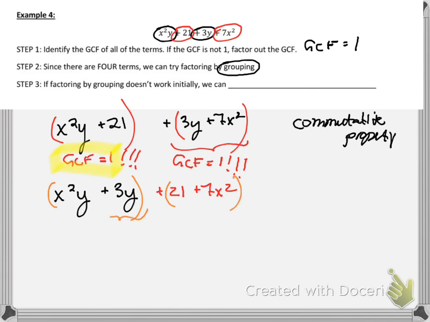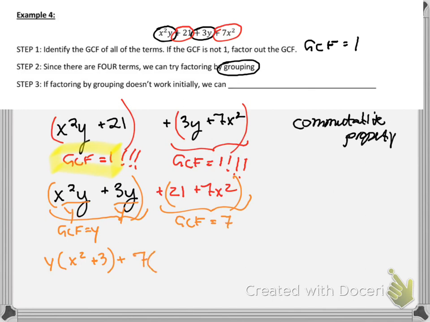So looking at this, it looks to me like now my GCF is y. Okay, so that's good. I can factor out the y. Dividing both things by y gives me x squared plus 3. Okay, over here, now my GCF isn't 1 anymore. My GCF is 7. Okay, so that leaves us 3 plus x squared. Okay, so now we're finally getting somewhere.